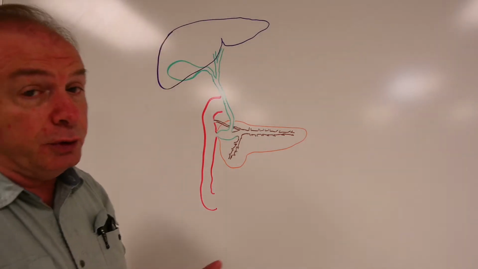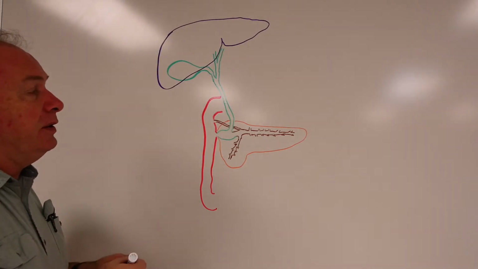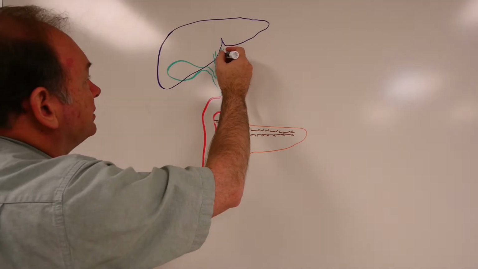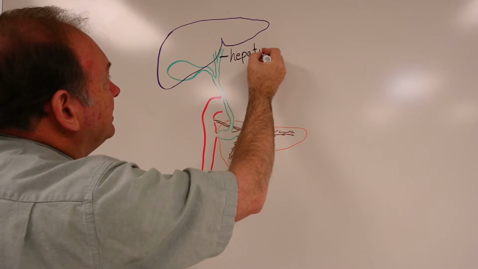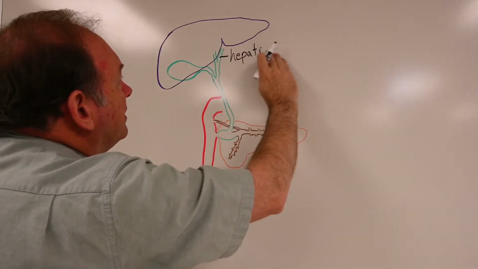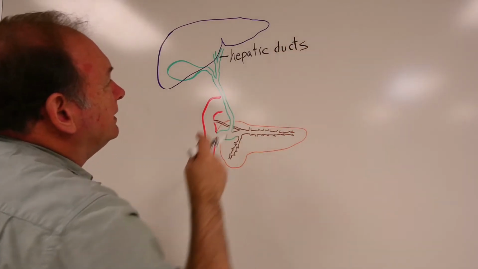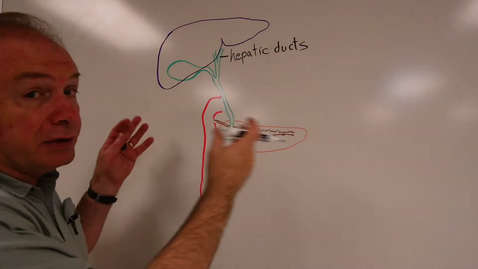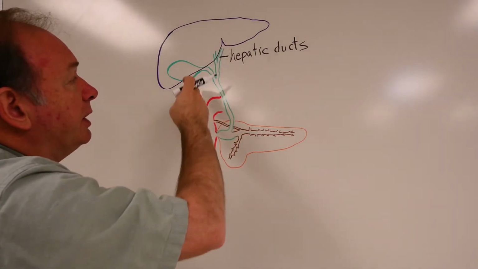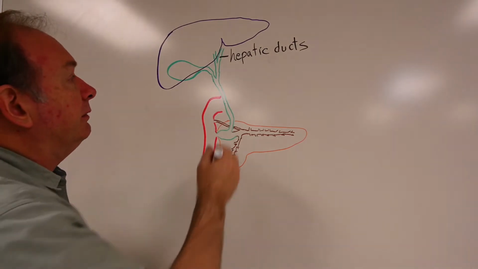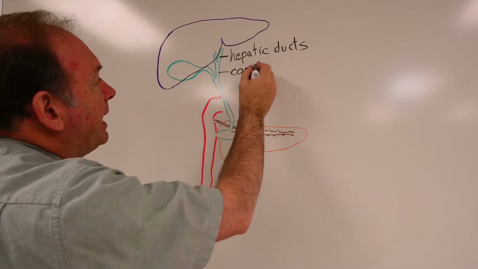The liver produces bile, and it secretes bile into tiny ducts that gather together and eventually form larger ducts that leave the liver, and these are just called hepatic ducts. So lots of very tiny ducts eventually bring that bile together into these larger hepatic ducts. They drain out of the liver. Sometimes this last portion of the hepatic duct is called the common hepatic duct.